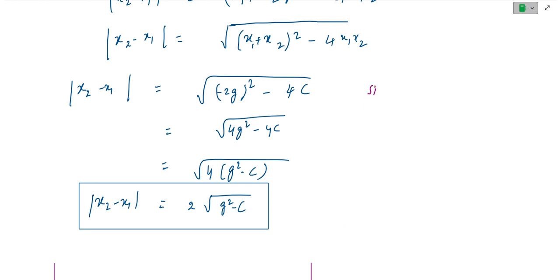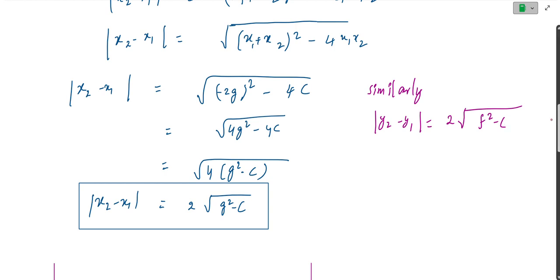Similarly, we can say that the length of CD, that is the difference y2 minus y1, will be equal to 2 times under root f square minus c. So this is the y-intercept made by the circle, the intercept made by the circle on the y-axis.